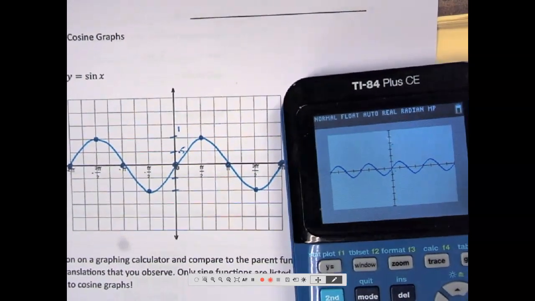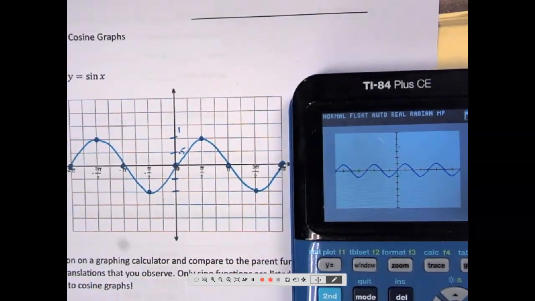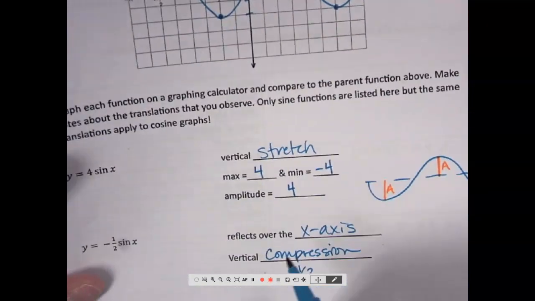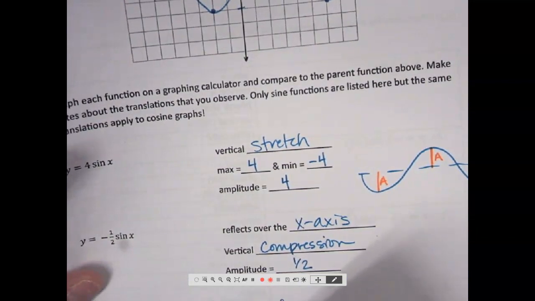Okay, so let's describe this. Using technical terms, what would I call this? A horizontal stretch would be like this. Compression, yeah. I've squeezed in more curves in the same span. So horizontal compression.